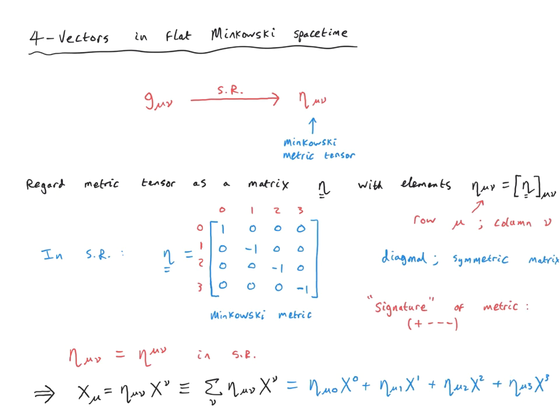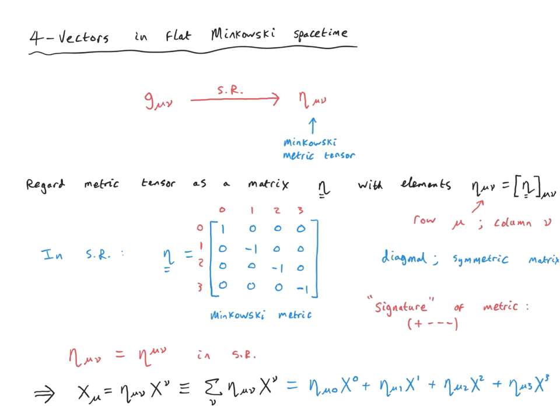However, because the metric tensor is a diagonal matrix, only one of these 4 terms will survive. If we're considering x0 on the left-hand side, then only this first term will contribute. That's because eta 0,0 is plus 1, whereas eta 0,1, eta 0,2, eta 0,3 are all zeros. On the other hand, if I have x1 on the left-hand side, then only this term will contribute, because only eta 1,1 is non-zero. Eta 1,0, eta 1,2, eta 1,3, as you can see from the second row here, are of course all zeros, and so on.